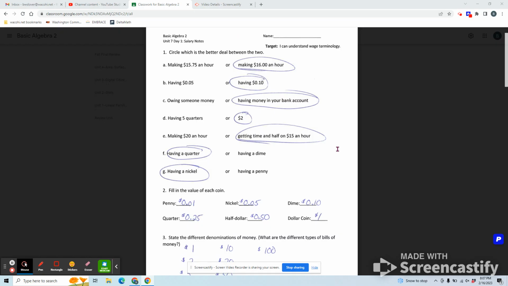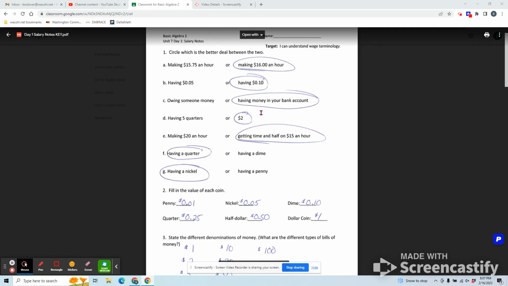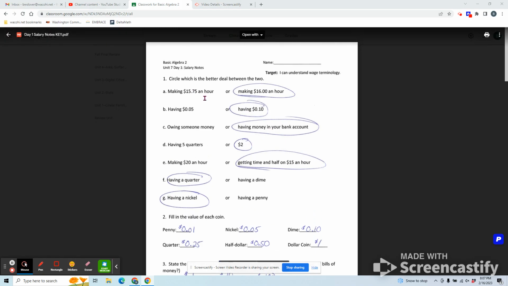Today we're going to start our new unit, and today is day one, which is salary. So this first part is just asking some general information. What do you think the better deal is? And maybe it should say which is the better comparison, or which would you rather have.